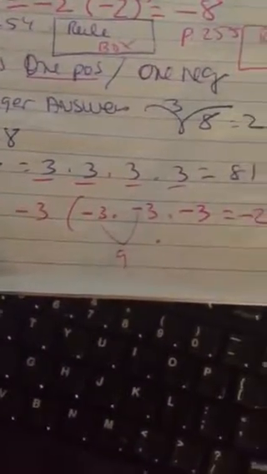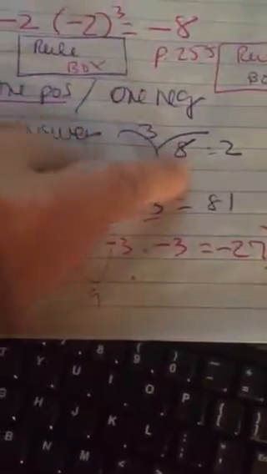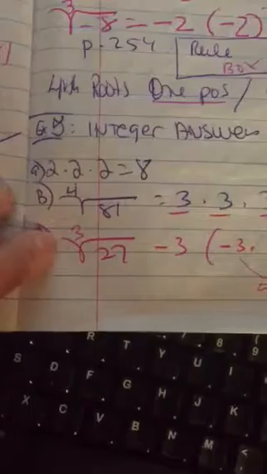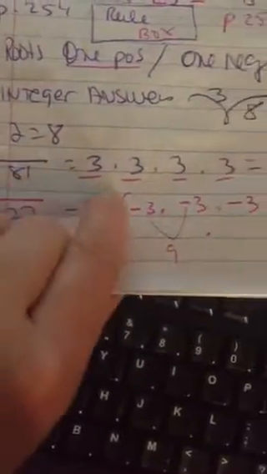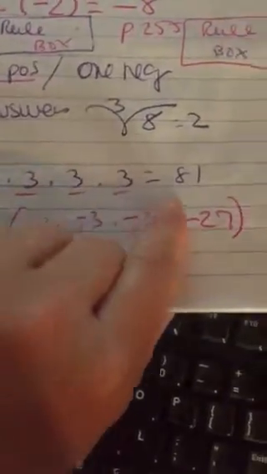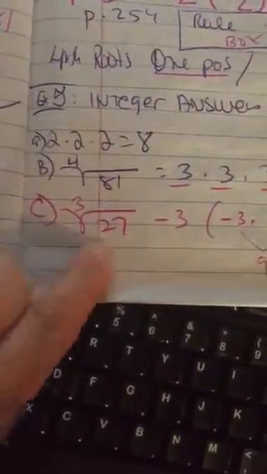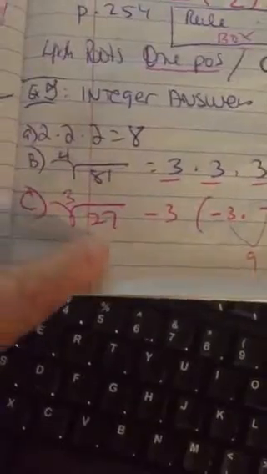Example 5. It says it's an integer answer for this one. The cube root of 8 is 2. 2 times 2 times 2 equals 8. And the fourth root of 81 is 3 times 3 times 3 times 3, which is 81. And C is, of course, the cube root of negative 27, which is negative 3 times negative 3 times negative 3 equals negative 27.